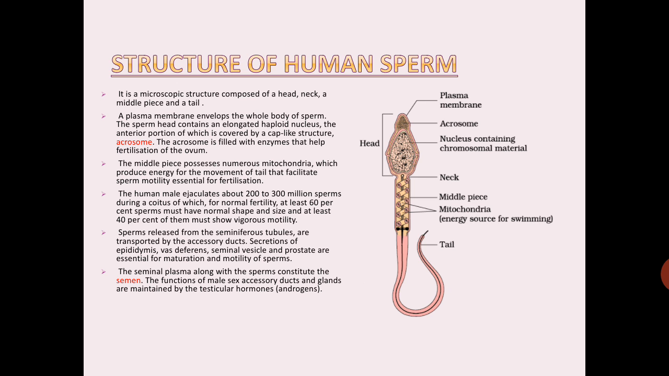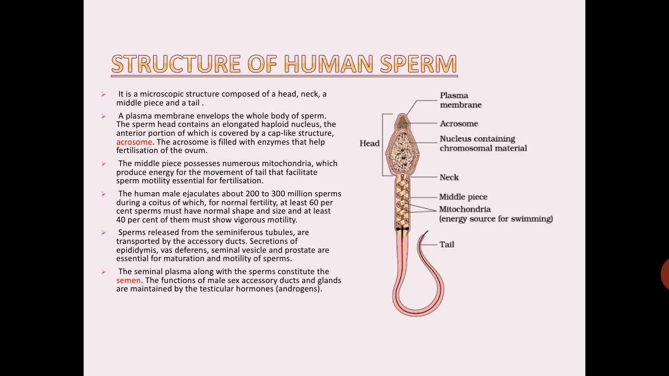A question will be asked to sketch and label the diagram, so please practice the diagram of the human sperm. A mature human sperm is a highly specialized sex cell measuring about 52 to 62 microns in length. It is differentiated into three distinct regions, namely the anterior head, the middle piece and the posterior tail. It is a microscopic structure.